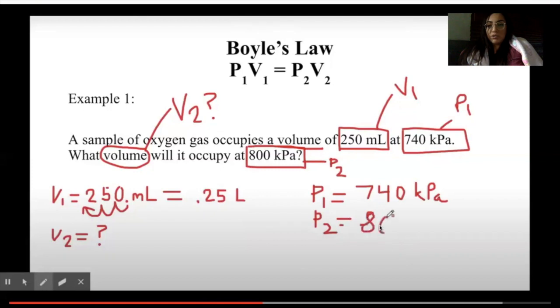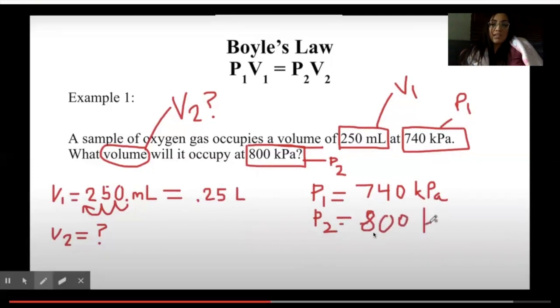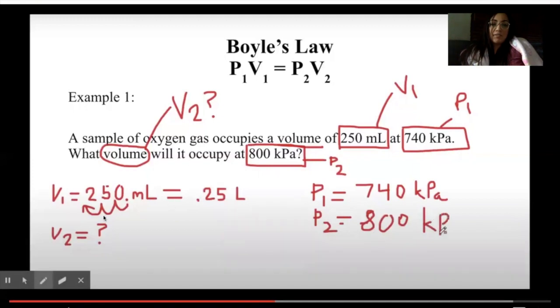I had trouble drawing that 8. So 800 kilopascals. Now that I have identified everything, I have 1, 2, 3, 4 variables, and that's how many variables there are in my problem. V2 is the one I'm looking for, so I'm just going to circle it so that I know that that's the one I'm solving for, because now I have to do some basic algebra.